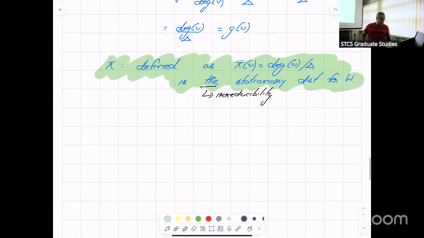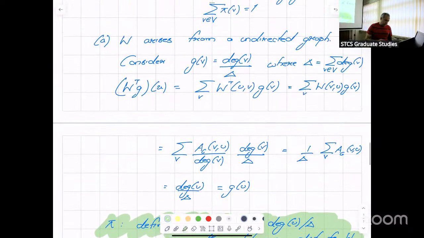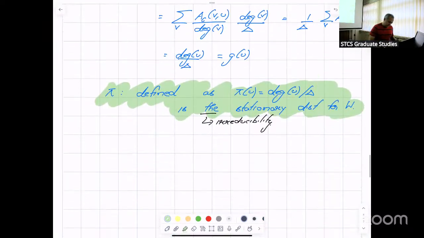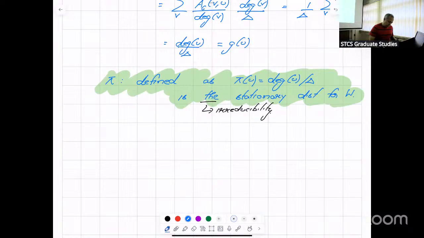Now, this proof only worked for undirected graphs. So suppose W is a directed weighted graph.